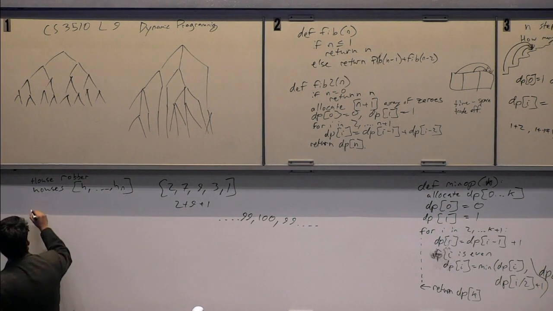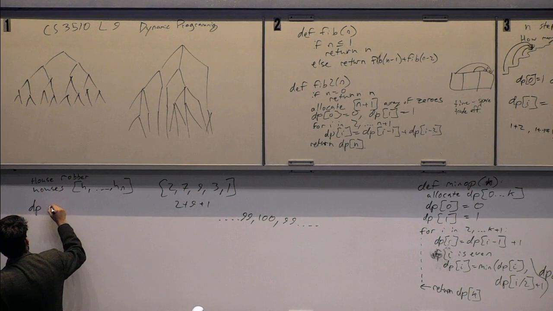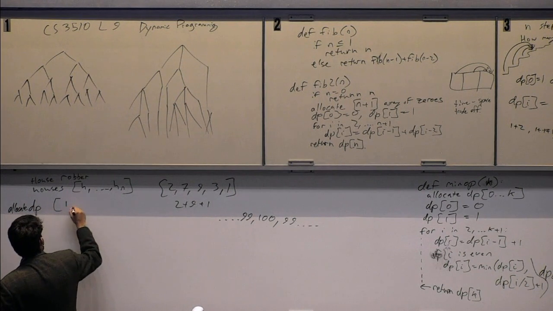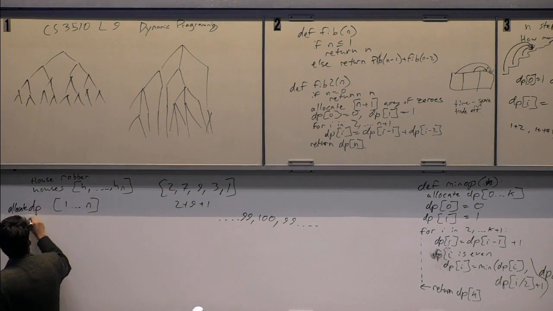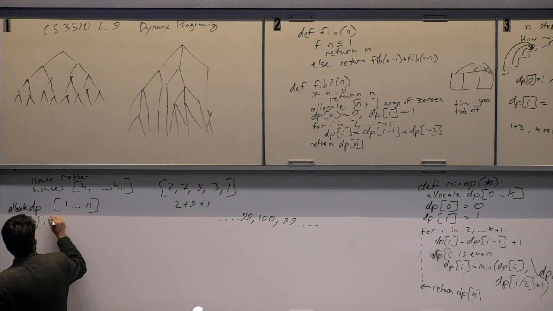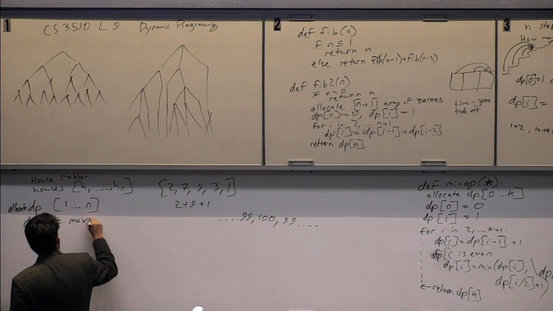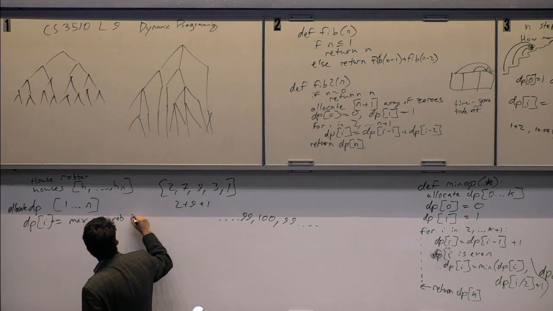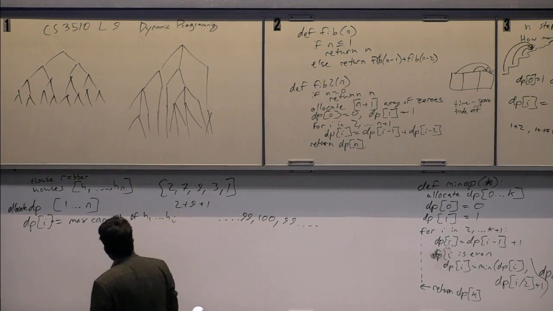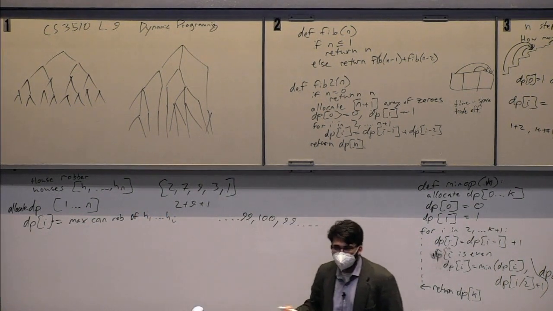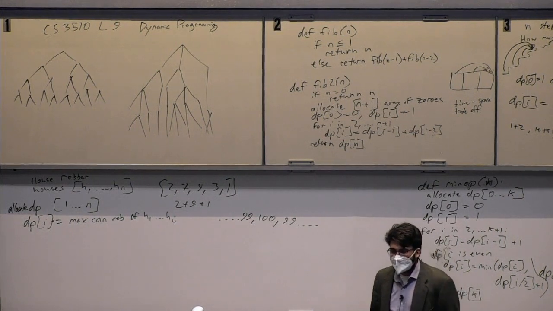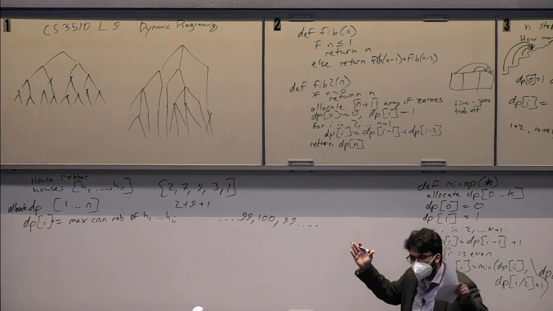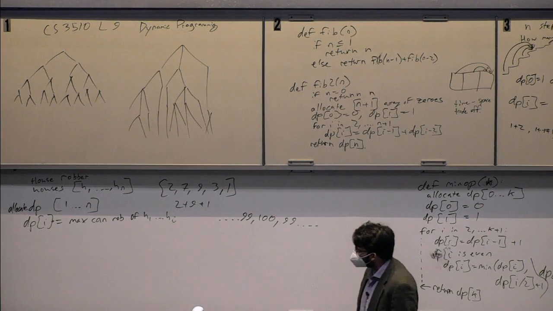So for DP, you're going to allocate DP of 1 to n, where DP of I is equal to the max you can rob of H1 to HI, right? That's going to be our subproblem. First, you want to decide which way the subproblem goes. We can fix it at the leftmost and just consider the ith to be iterating this way. But sometimes it goes within it, or something weird.